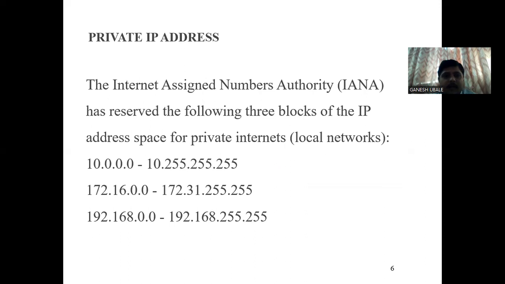So the IANA, that is the Internet Assigned Numbers Authority, has reserved some IP addresses from each class, and they can be used by an organization or any enterprise for their internal network. That is called a local network. Therefore, these IPs are termed private IP addresses. So the first IP belongs to class A, class B, class C. We'll see what the classes of IP are.